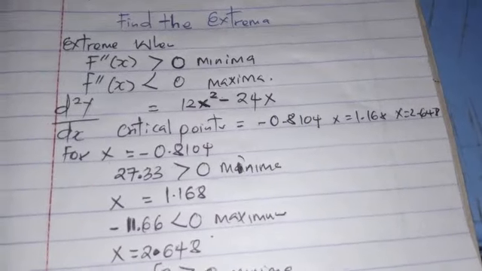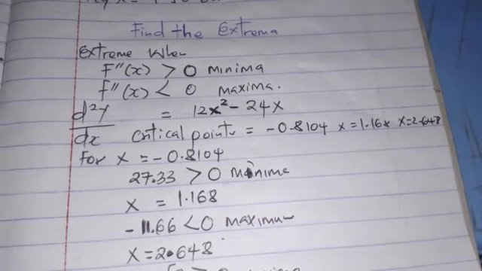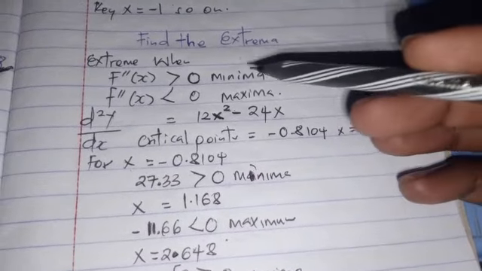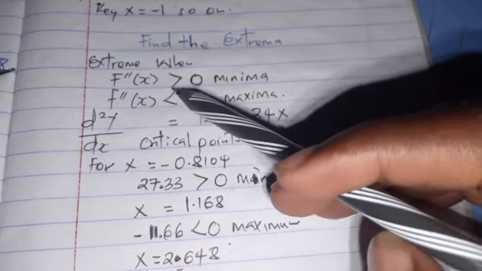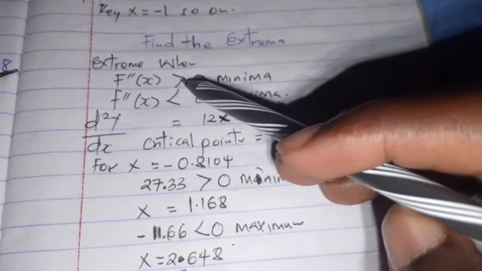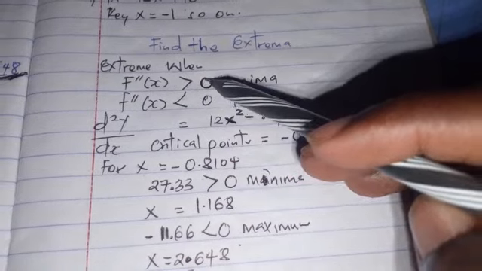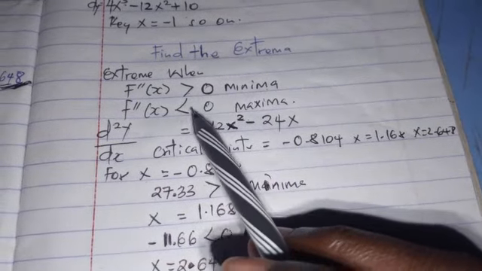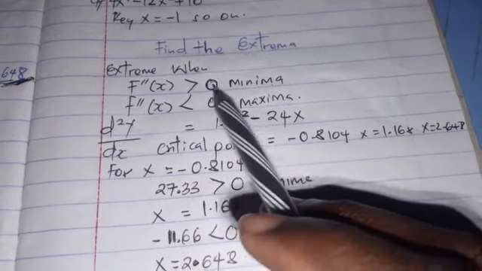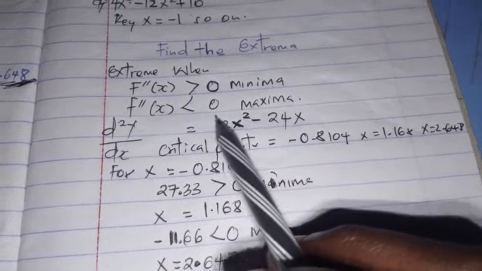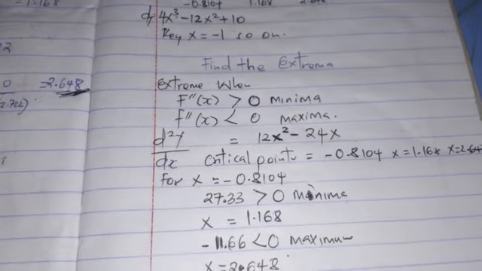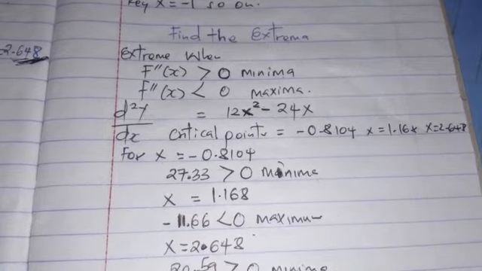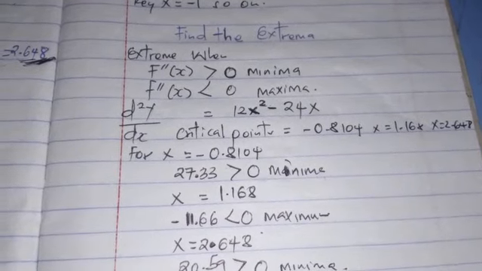How now do we find the extremas? The extremas are gotten from the second derivative. When the second derivative of x is greater than 0, that is a minima, and when it is less than 0, it is a maxima. So that is what is going to help us find the minima and the maxima.